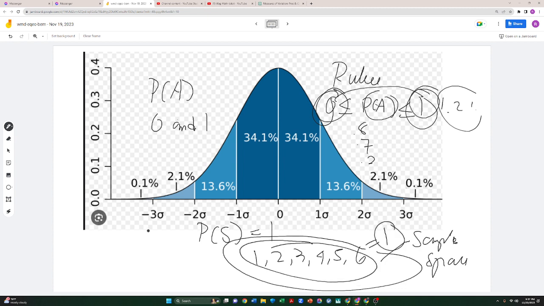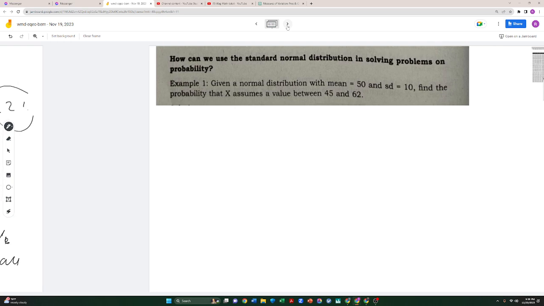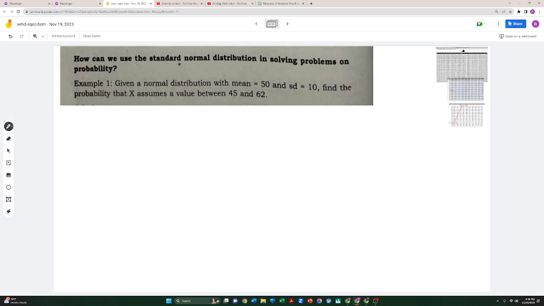Okay? And then, the third rule is that 1 minus P of A, the probability of the complement of event A, not A, is 1 minus the probability of A. So masabtan na rin muna kung mag-discuss ta og probability. Okay? Mutually inclusive, independent. So let's go to how we can use the standard normal distribution in solving problems on probability.